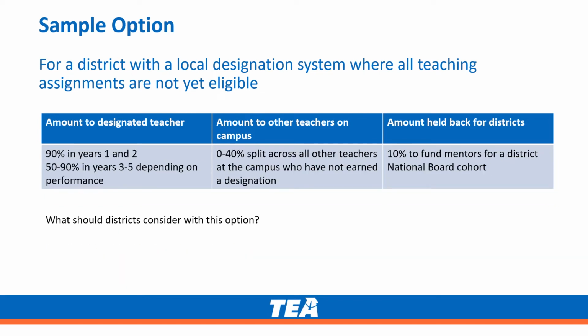Another sample option is found on this slide. In this example, this district has decided to spend 90% on the designated teacher in years 1 and 2, and then 50 to 90% in years 3 to 5, depending on that teacher's performance.